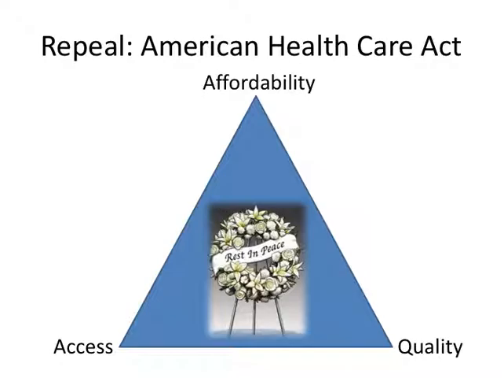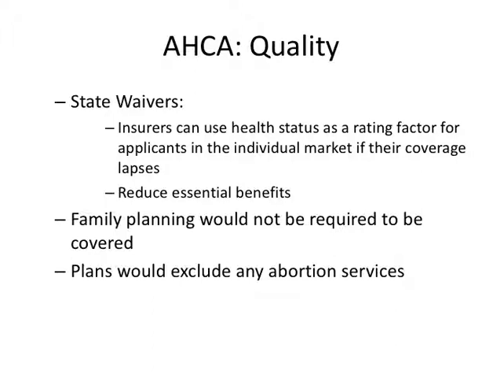Now let's move on to quality and talk about how the AHCA affects quality. So the first thing, within the MacArthur Amendment, states would be allowed to apply for waivers. One waiver would allow states to use health status as a rating factor for applicants in the individual market if their coverage lapses. Another waiver could reduce the essential benefits the states would require insurers to cover.